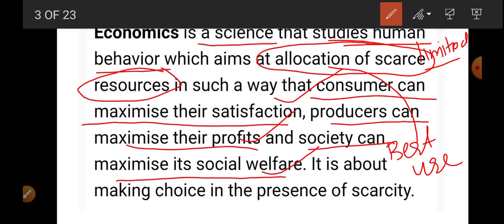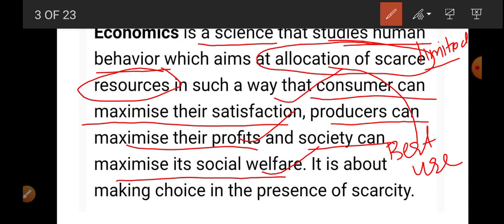If our resources are unlimited, they are not scarce, so there is no need to study this subject. But if you talk about money, if you talk about capital, land, labor, all things are limited. On the other hand, human beings are having unlimited want. So because of that, there is requirement that we are going to make utilization of resources in a best manner. And what we want to achieve by utilizing best manner? So these are the three things that we want to achieve. So I think it is clear.